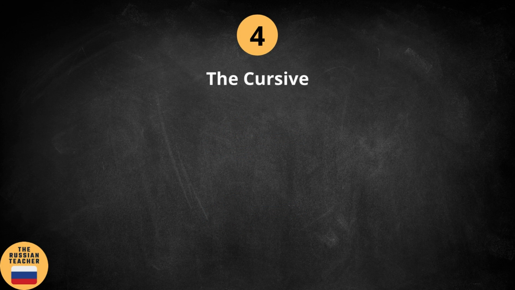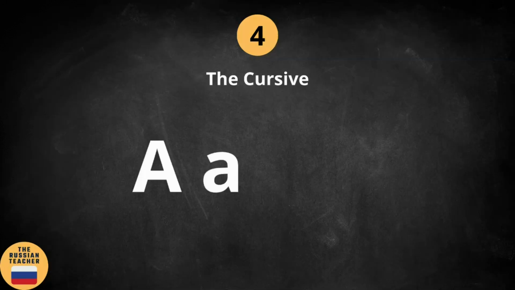Number 4. The cursive. Let's move on to the next part of the video, which is the Russian cursive. In this part of the video, we will go through the entire alphabet one more time. You will see one letter at a time in its handwritten form. Here we go. А.